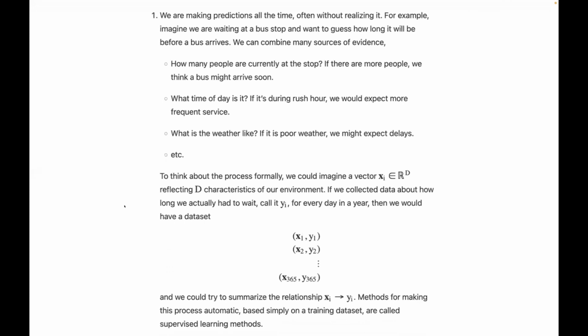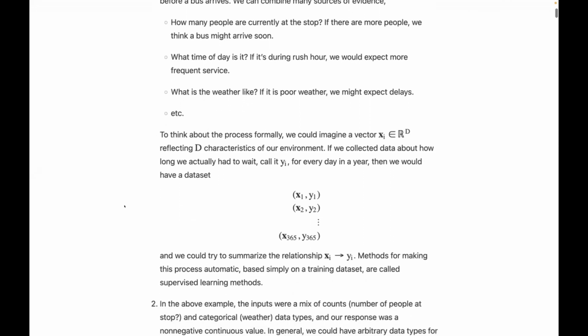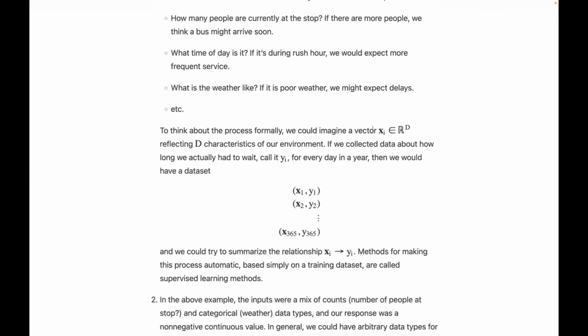Now if we want to formalize this process, how do statisticians and machine learners begin to think about this? You try collecting it into a single vector, this x_i. So D is the number of pieces of evidence that you're trying to combine to make your prediction. x_i collects all these different pieces.